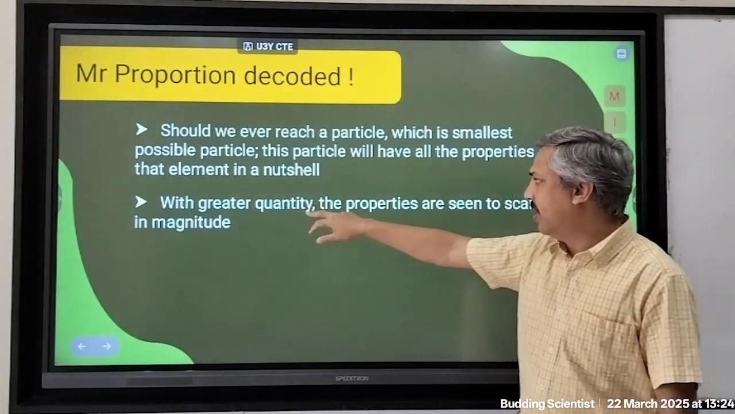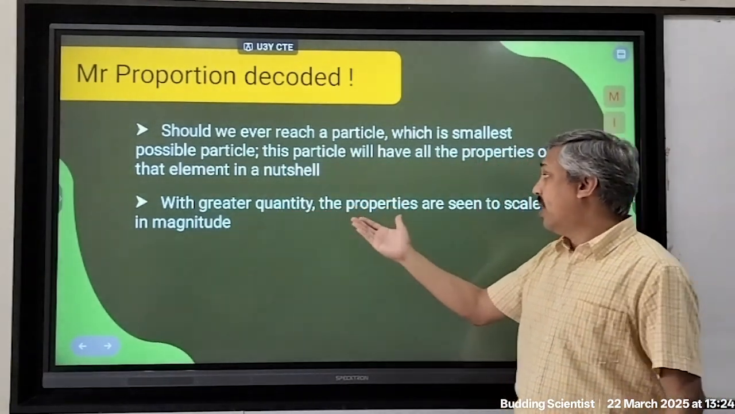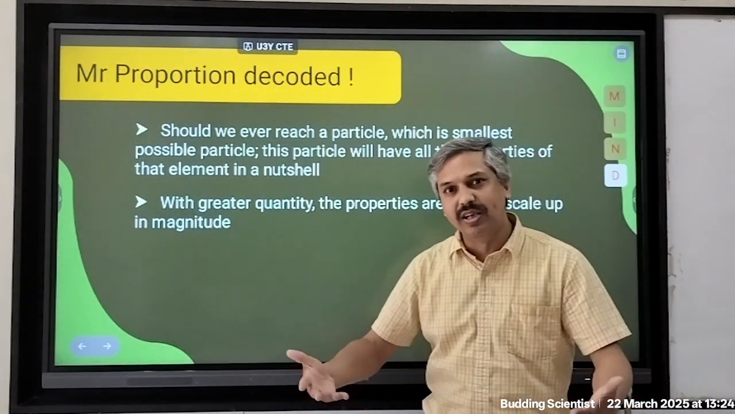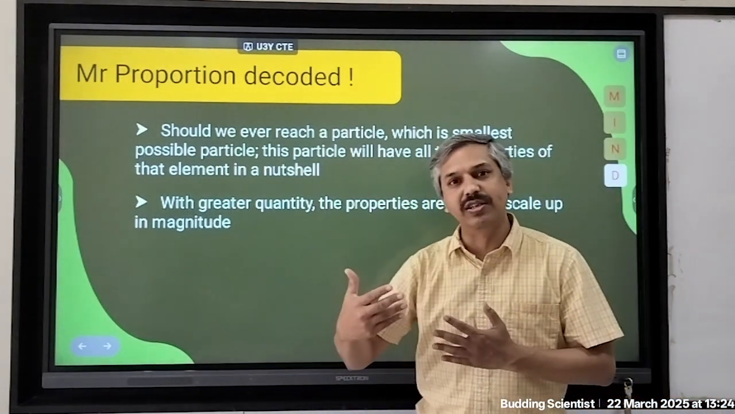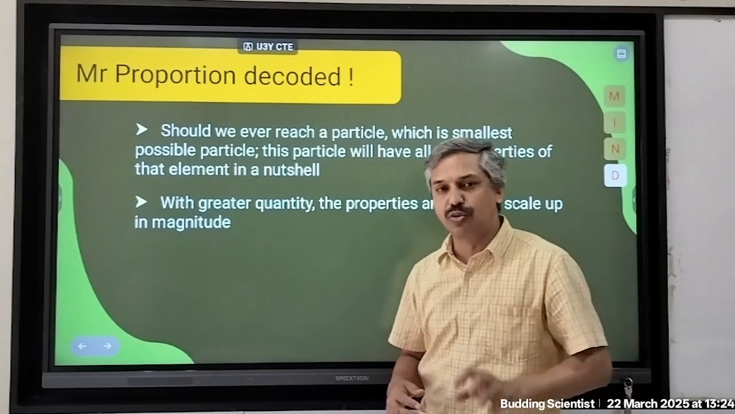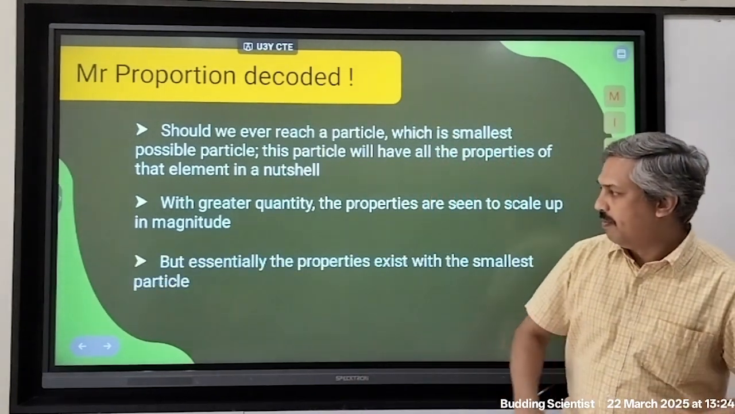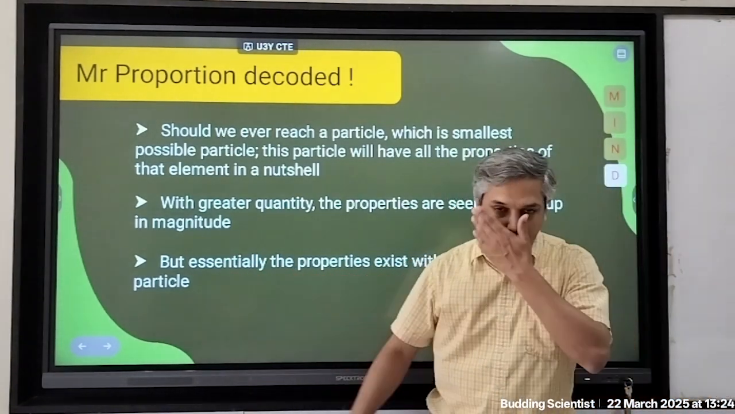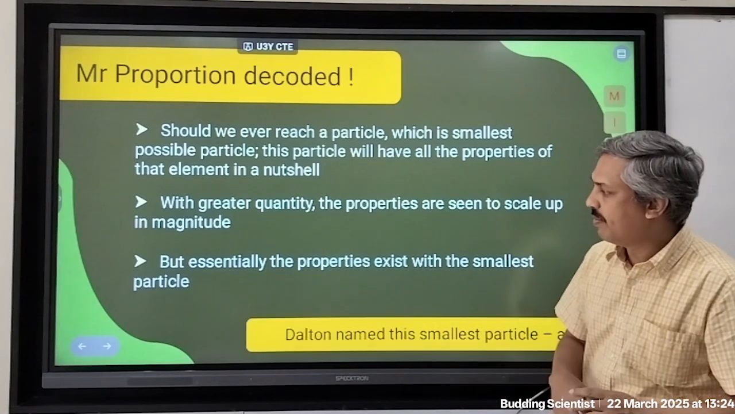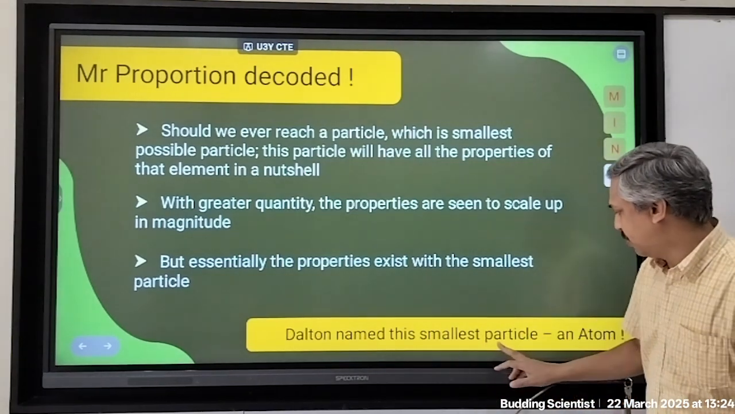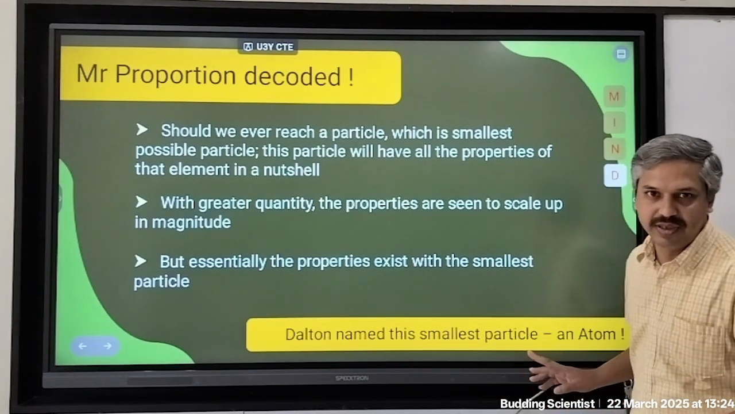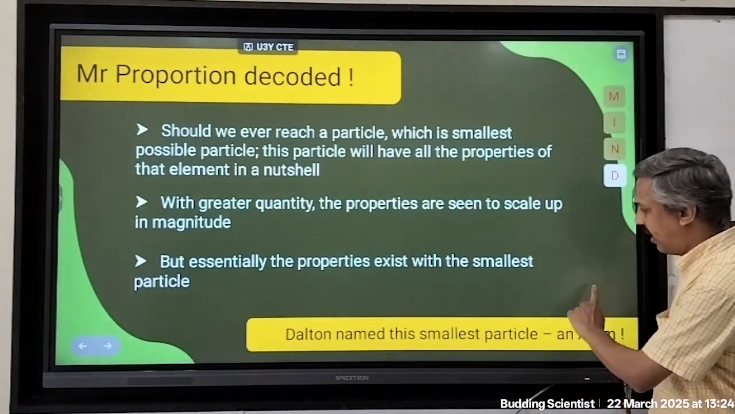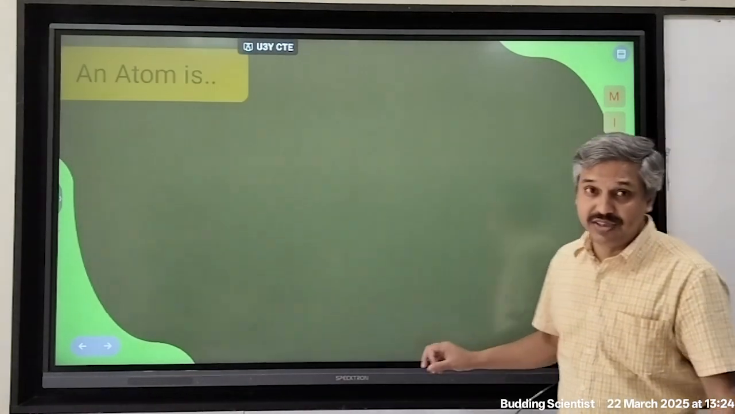With greater quantity, the properties are seen to scale up in magnitude, like masses will increase, the sweetness of sugar will increase, but every particle will have its own sweetness too. But essentially the properties exist with the smallest particle as well. Dalton named this smallest particle an atom. By this entire process, Dalton had already arrived at the conclusion that atoms exist.